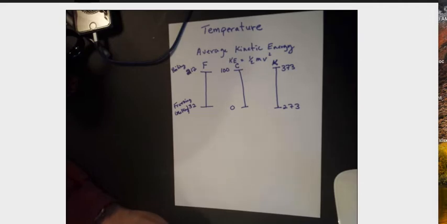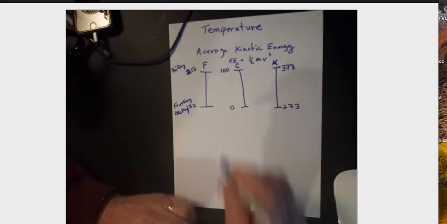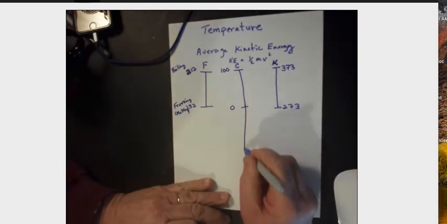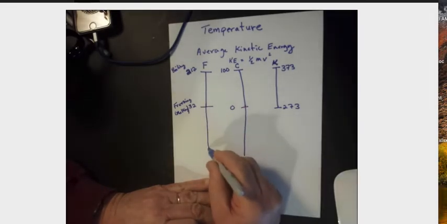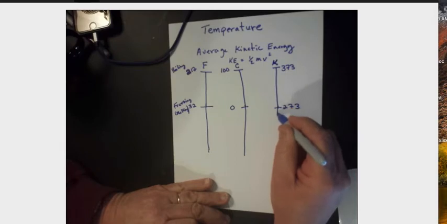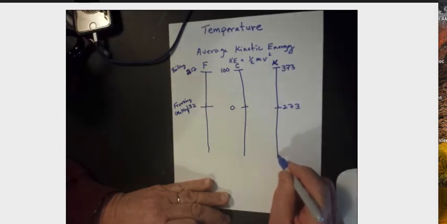But what makes the Kelvin scale different is that it is based on 0 being absolute, and you can't go any lower than 0. So on the Celsius scale, you can go down below 0. On the Fahrenheit scale, you can go below 0. But on the Kelvin scale, you can go down to 0, but you can't go below it. So I'm going to put 0 here.